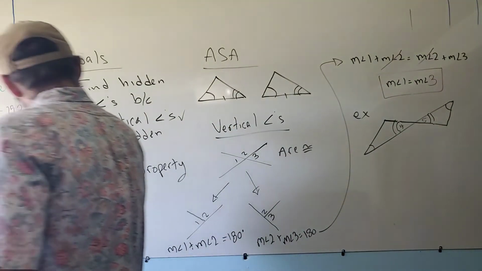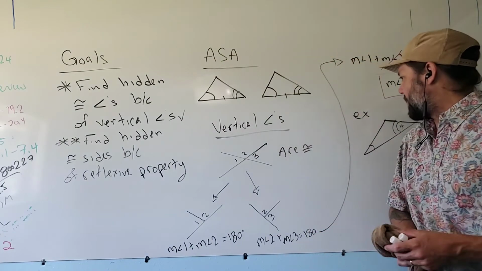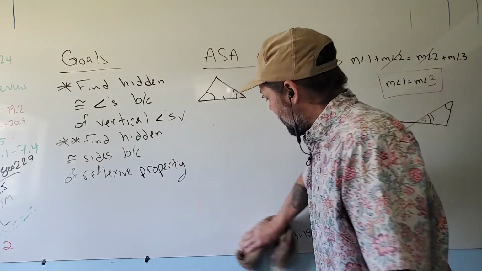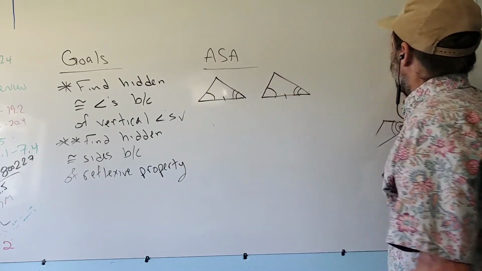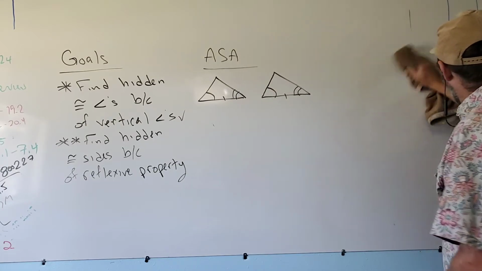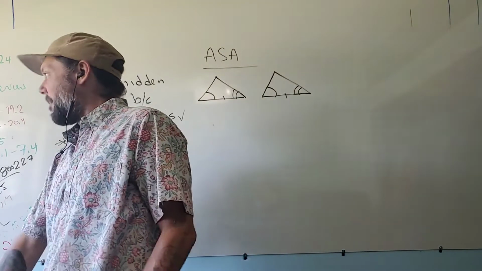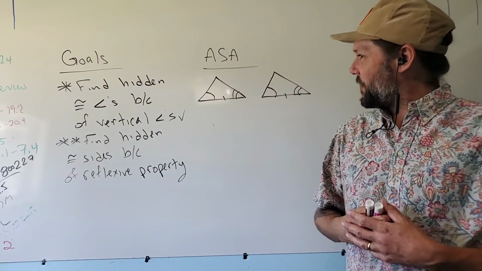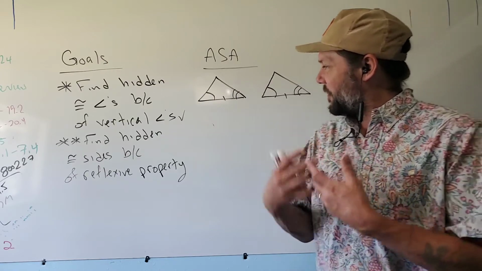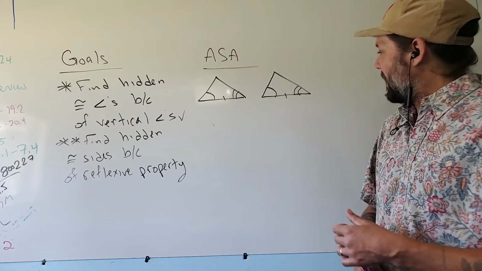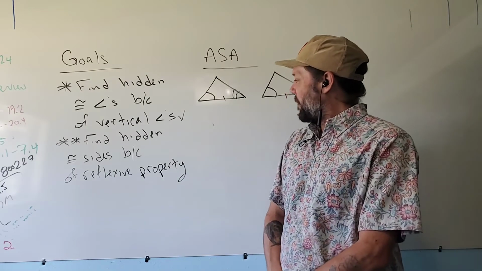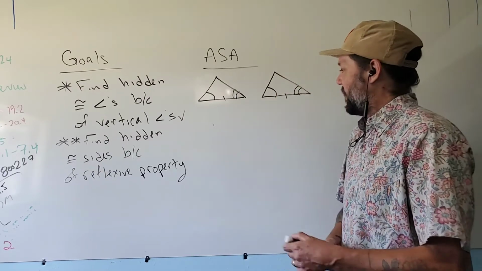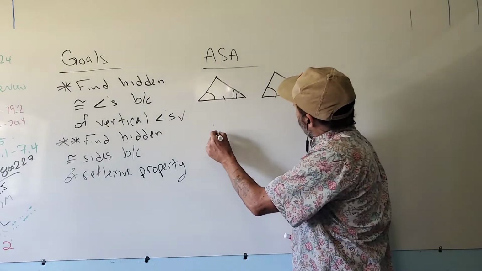Alright, let's move on to our second goal, and it's find hidden sides because of the reflexive property. Let me just talk about the word reflexive. Reflexive reminds me of a reflection, and when you see a reflection in the mirror, you see yourself, right? And so the reflexive property is basically saying something is the same as itself. Okay, so that's the idea here.